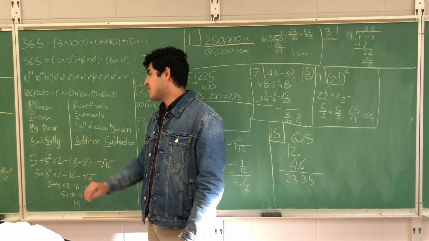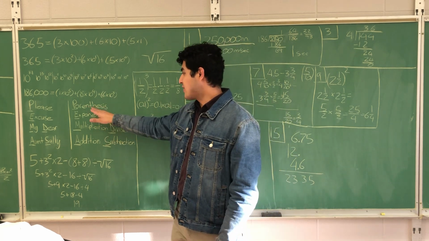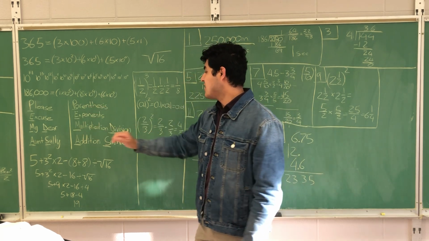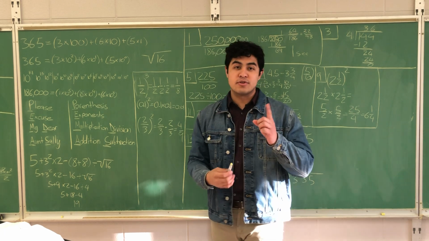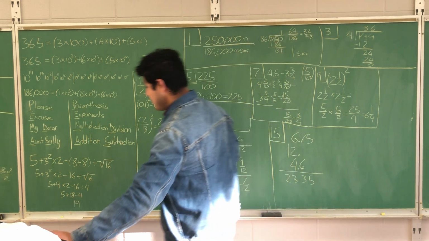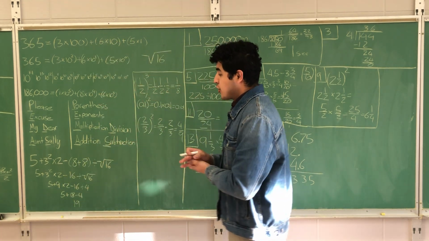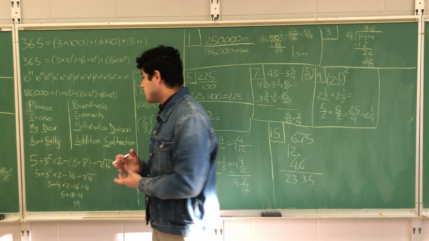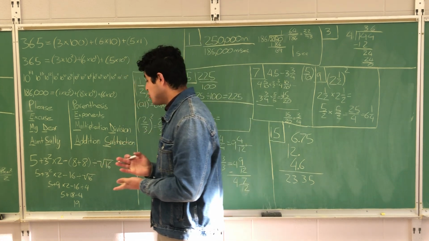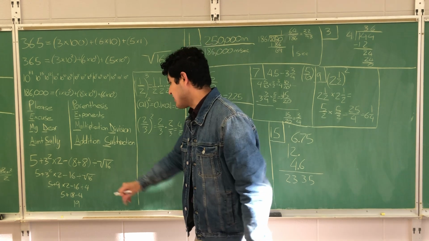Please excuse my dear Aunt Sally. Remember the first letters of those words. Try to connect those to parentheses, exponents, multiplication, division, addition, and subtraction. And always remember, it's important that you go from left to right. All right. So let's go ahead and work out this problem here. It's been worked out for you in the book, but I'll go ahead and go through it with you. We've got 5 plus 3 squared times 2 minus 8 plus 2 divided by the square root of 16.